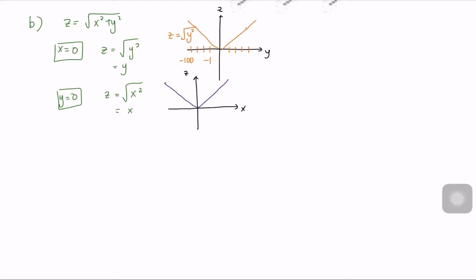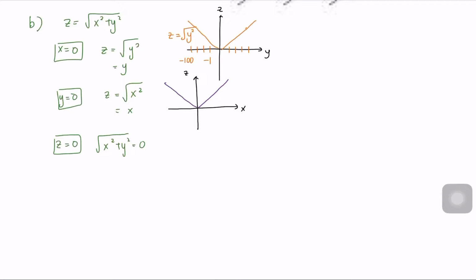Now let's look at the next plane. The next plane is for z equal to 0, which is the xy plane. So we will have here x squared plus y squared is equal to 0, since z is equal to 0 now.